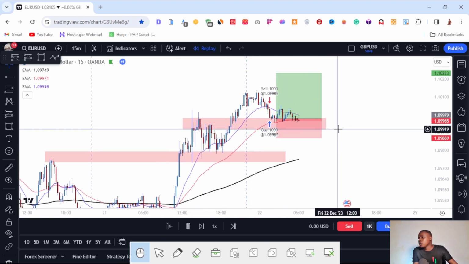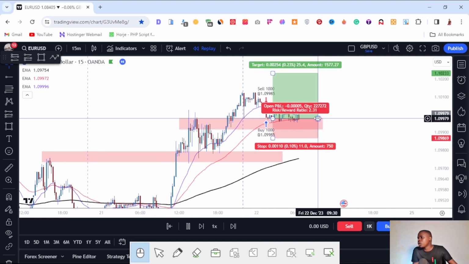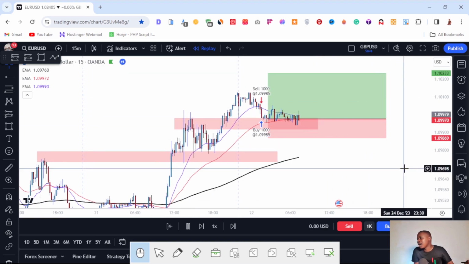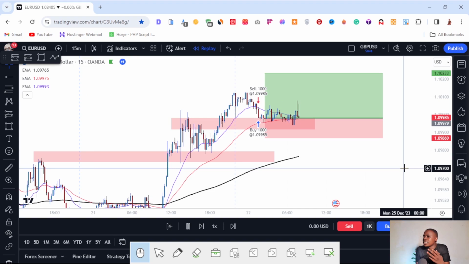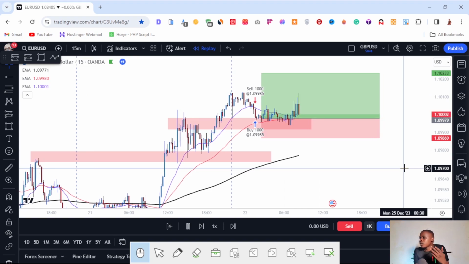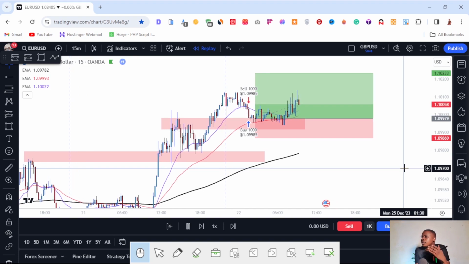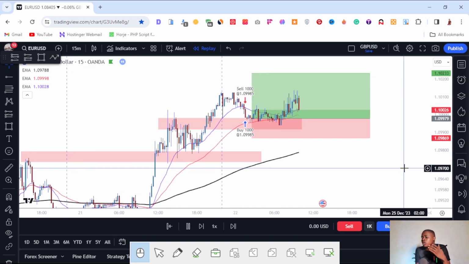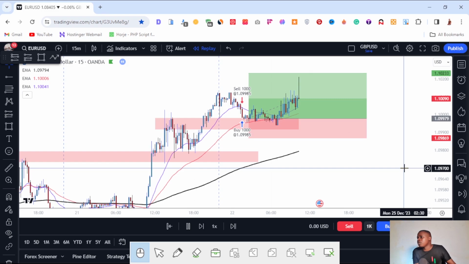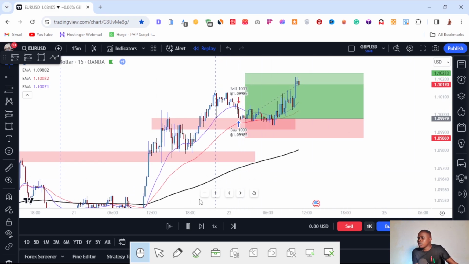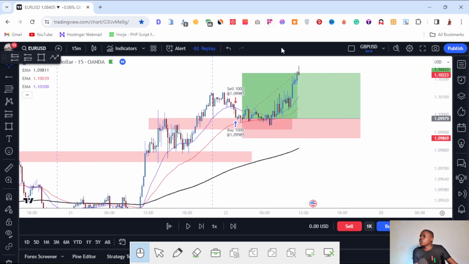So at this point we are not panicking, we are expecting prices to push to the upside, but it's going to take some time. Let's see what happens, right? You can now see the market is trying to push to the upside. Here you can see the market pushing to the upside. In this case, you could have already been in profit, right? You can see the market has now pushed to your take profit.